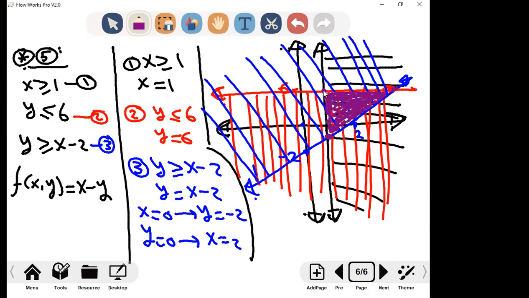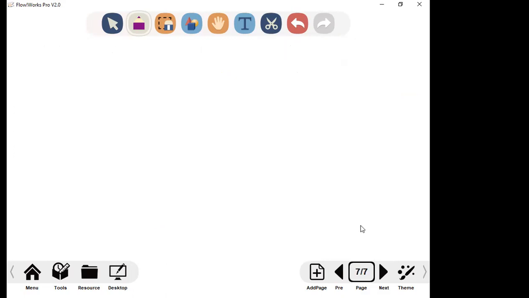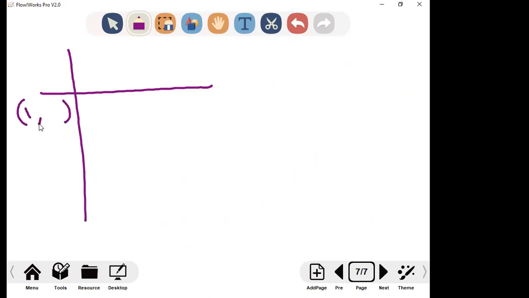This one, with x equal 1 and y equal 6. So this one is what? 1 and 6. The black line is x equal 1, and the red is 6. So this point is 1 and 6, right? So I'm ready to prepare my points now. First one is 1 and 6.